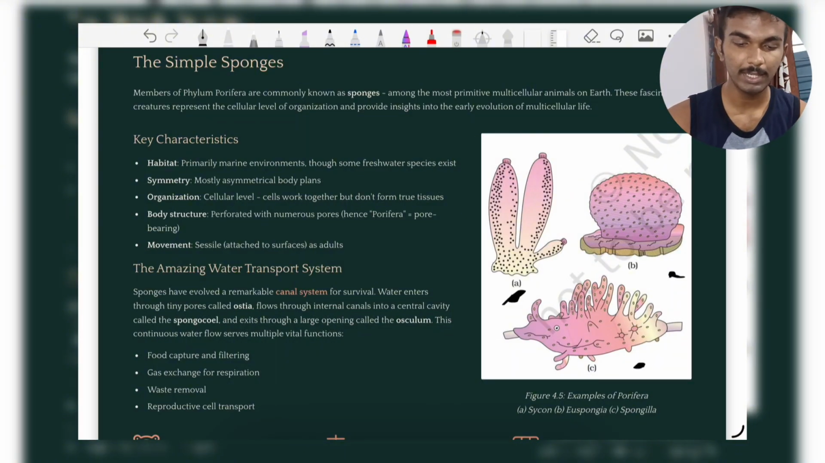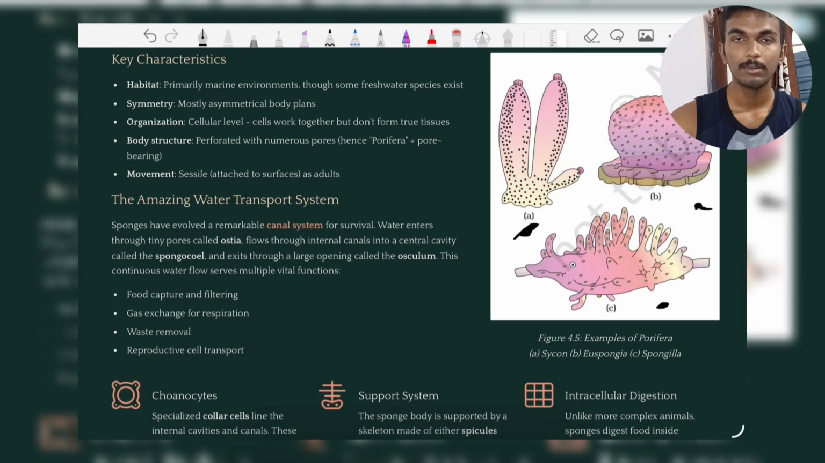Symmetry: mostly asymmetrical. Organization: cellular level, cells work together but don't form true tissues. The body structure is perforated with numerous pores, hence Porifera, pore bearing. Movement: sessile, attached to a surface as adults. Sessile means they do not move, they are non-locomotive.